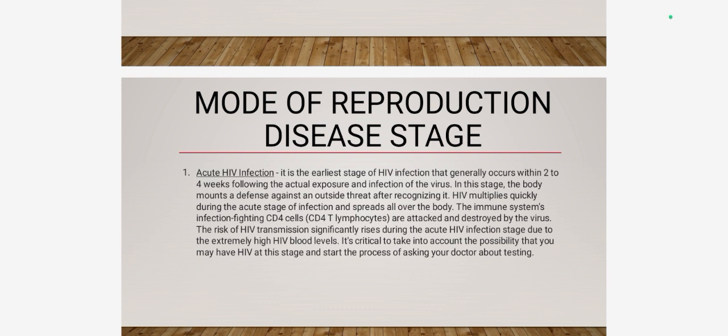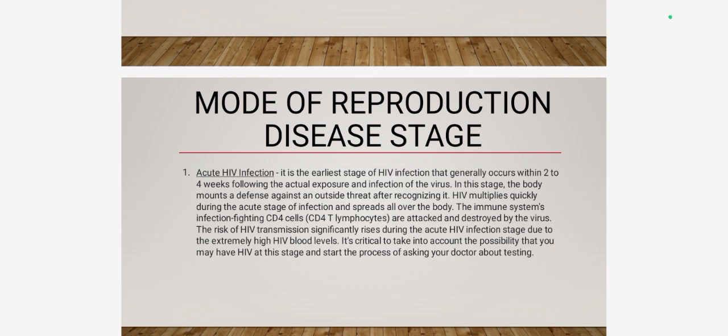In this stage, the body mounts a defense against an outside threat after recognizing it. HIV multiplies quickly during the acute stage and spreads all over the body. The immune system's infection-fighting CD4 cells are attacked and destroyed by the virus. The risk of HIV transmission significantly rises during this stage due to the extremely high HIV blood levels. It's critical to consider the possibility that you may have HIV at this stage and start the process of asking your doctor about testing.